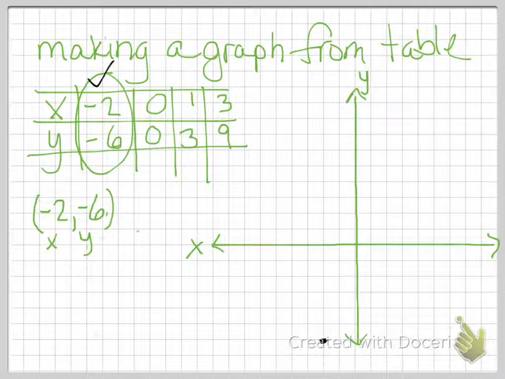Okay, so I graphed that one. The next one is 0, 0. So that's at the origin. Remember, you got to learn those vocab words. The next one's 1, 3. So over 1 and up 3. And then 3, 9.